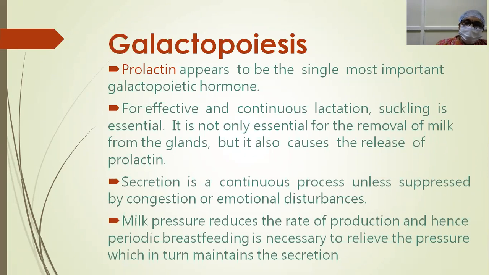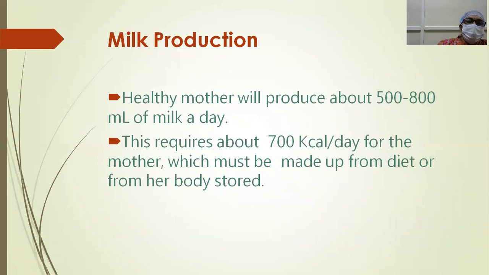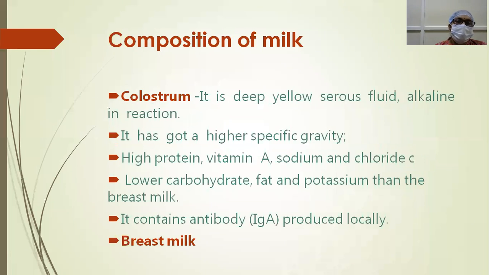So here suckling is very important. A healthy mother will produce about 500 to 800 ml of milk per day, and this requires about 700 kilocalories per day for the mother, which must be made up from the diet or from her body store. Let's go through the composition of milk.